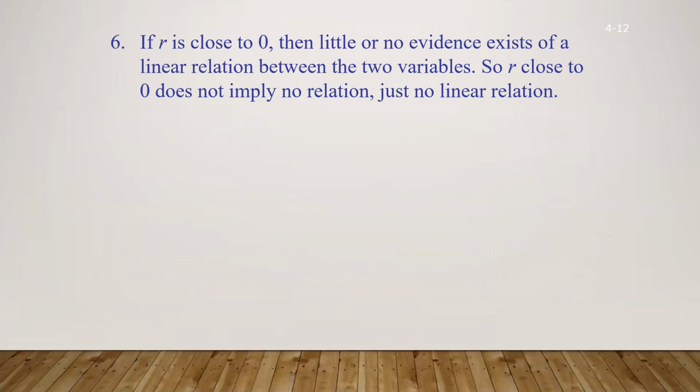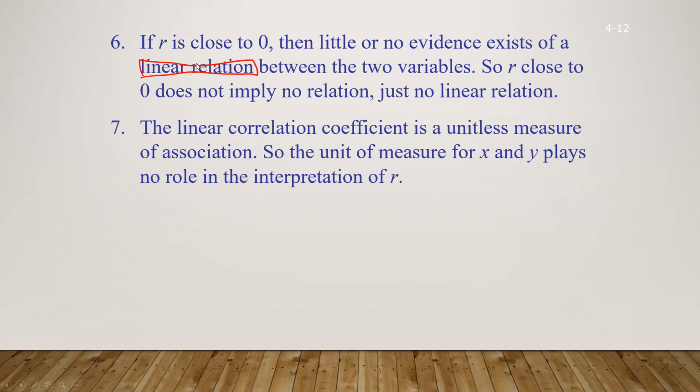So this is another important thing. If R is close to 0, there is little or no evidence of a, this is important, linear relationship. Okay, so if R is equal to 0, there can still be a relationship. It's just implying there is no linear relationship. All right, so the linear correlation coefficient is a unitless measure, okay? So the value or measure of X and Y play no role in the interpretation of this. So there's no units, just a number.